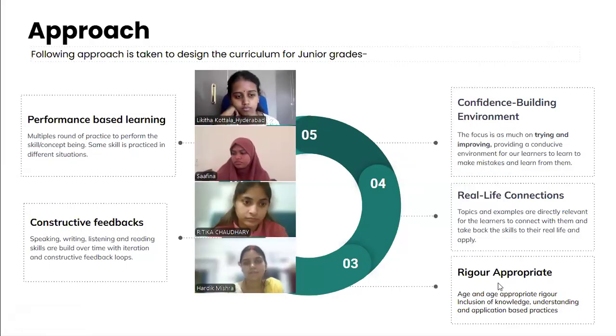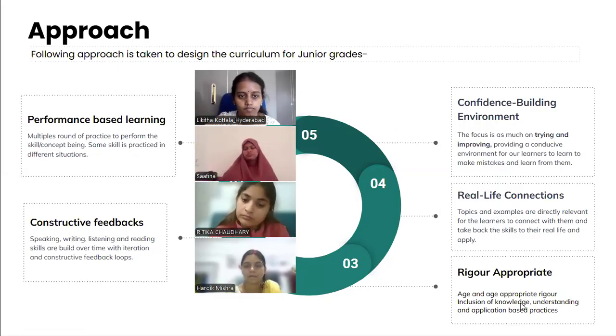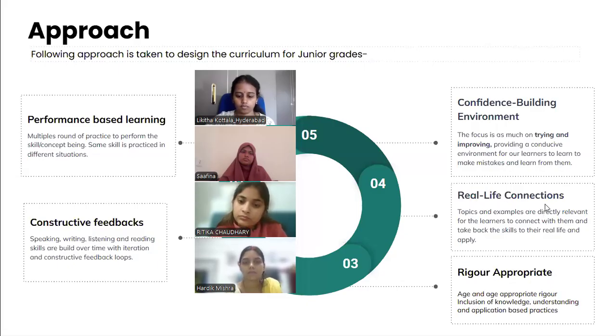Then, rigor appropriate. That means it is according to their level, according to their age, according to their prerequisites. What do they exactly know? Slowly and gradually, we increase the rigor level. Real life connections. That is again very, very important that whatever we are teaching them, we want them to use it in real life scenarios. So it is real life connections.